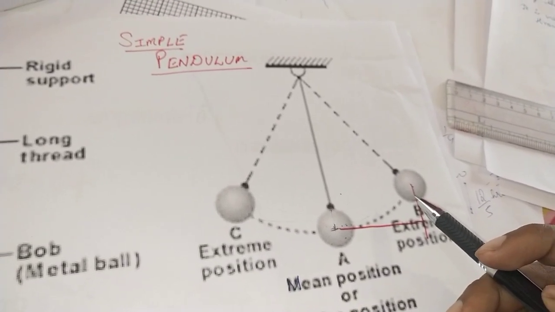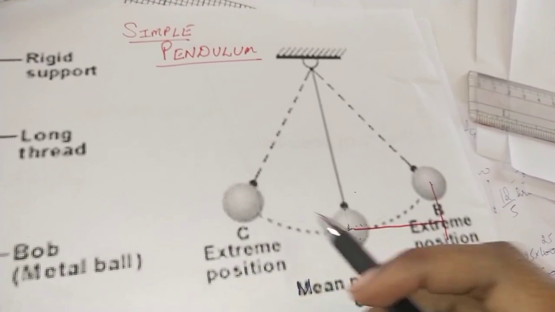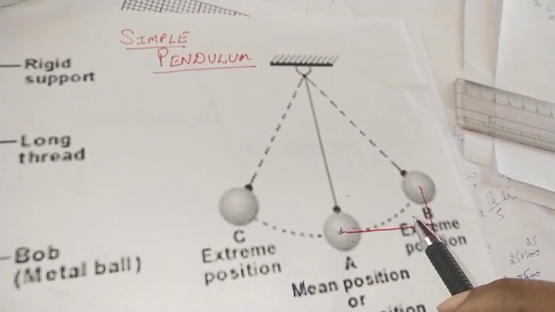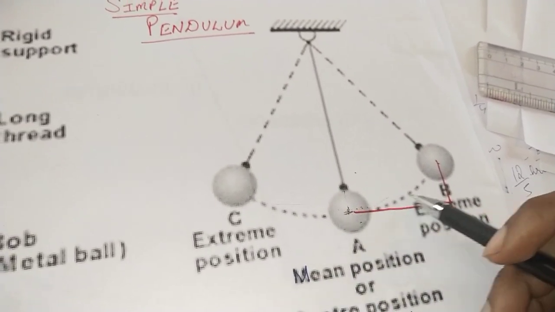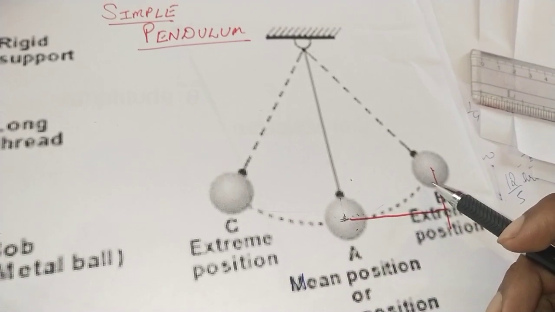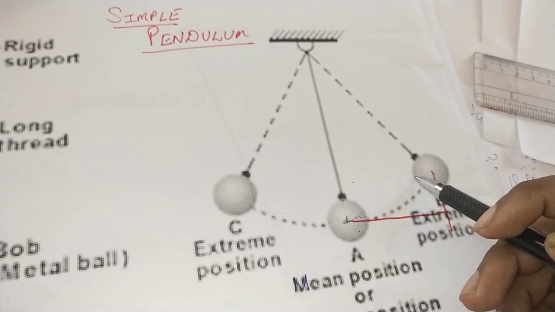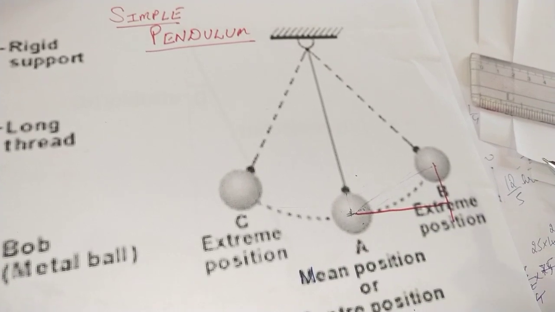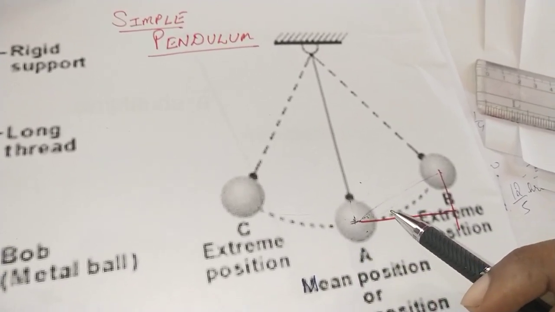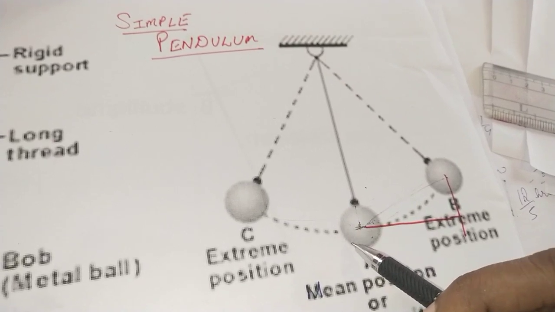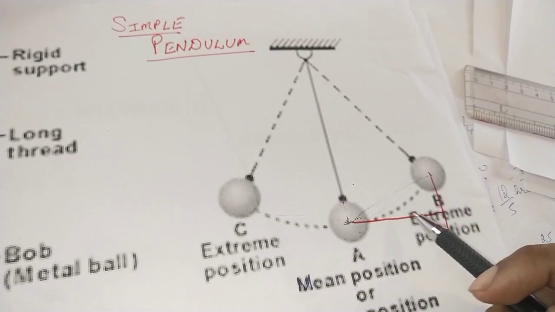But what is the frequency of oscillations? In 1 second, how many oscillations are happening? Next is amplitude, the maximum displacement. Many students get confused and think this will be the displacement. No, displacement is the shortest path. The maximum displacement of a pendulum from its mean position is called the amplitude. Clear?